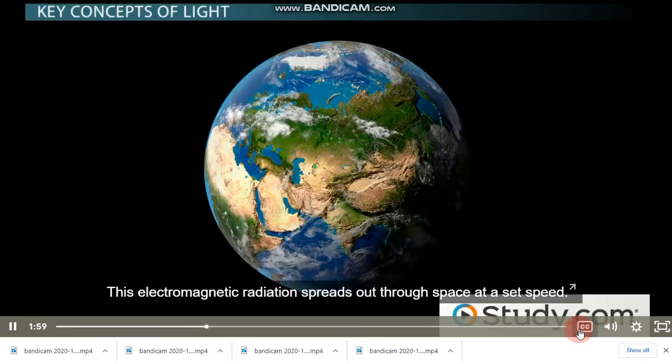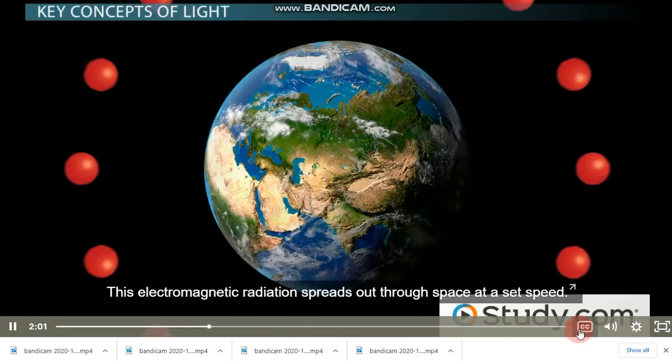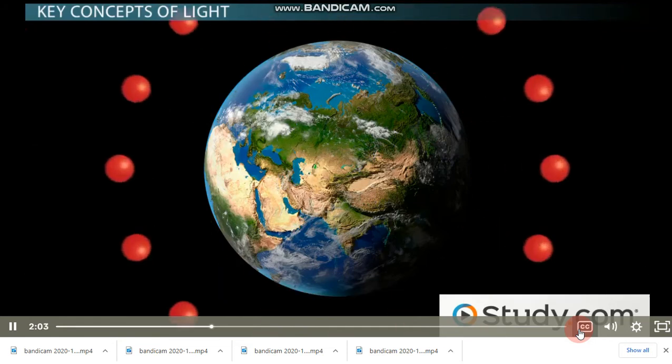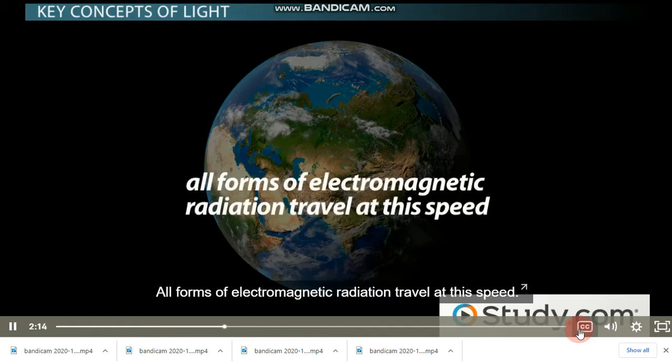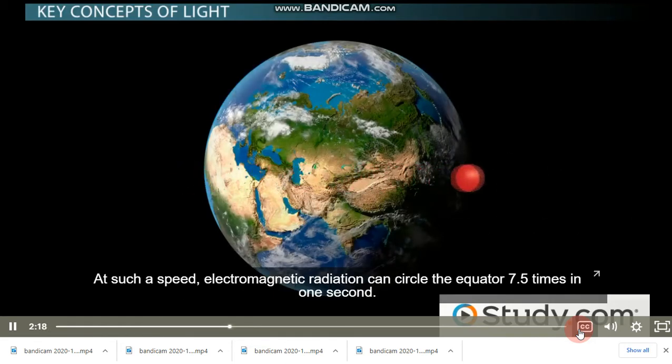This electromagnetic radiation spreads out through space at a set speed. That speed, the speed of light, symbolized by a lowercase c, is 300 million meters per second. All forms of electromagnetic radiation travel at this speed. At such a speed, electromagnetic radiation can circle the equator 7.5 times in 1 second.